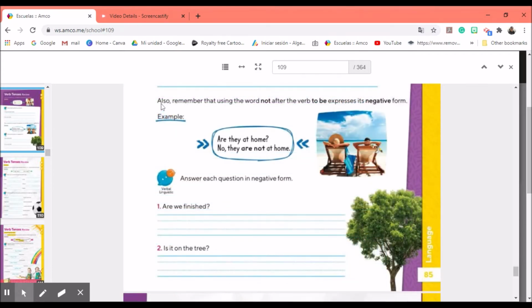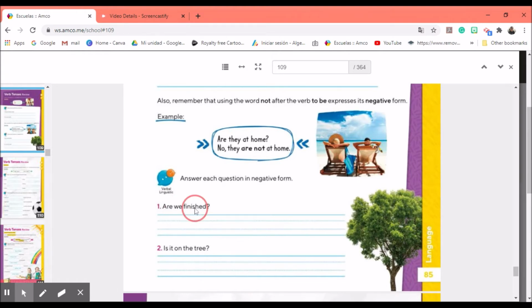Also remember that using the word not after the verb to be expresses its negative form. Are they at home? No, they are not at home. Let's look at the questions in the negative form. I'm going to help you with the first one.